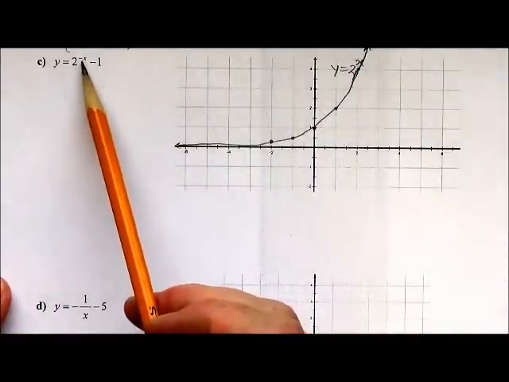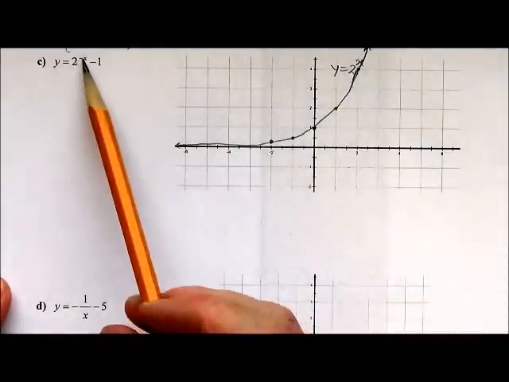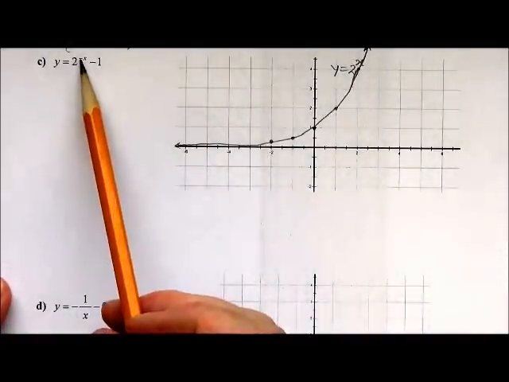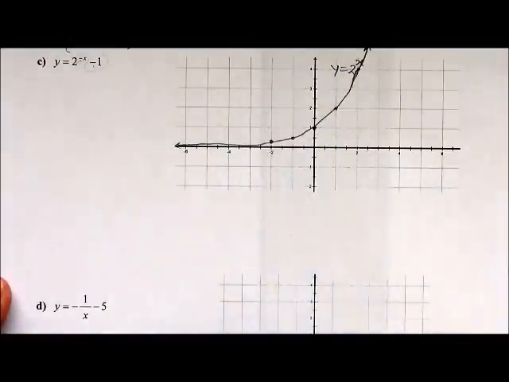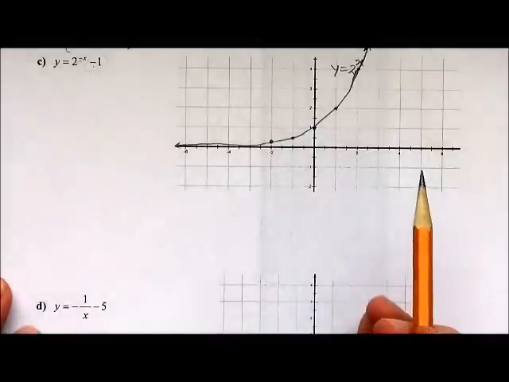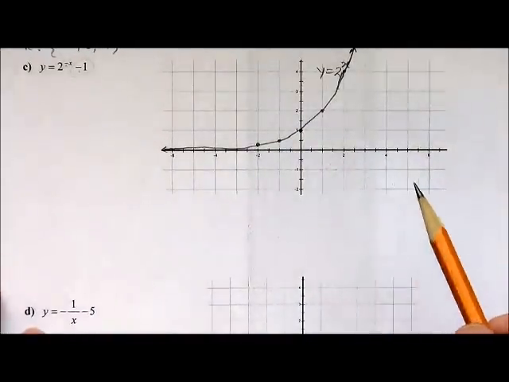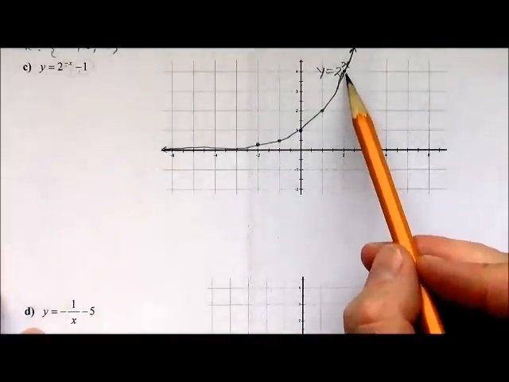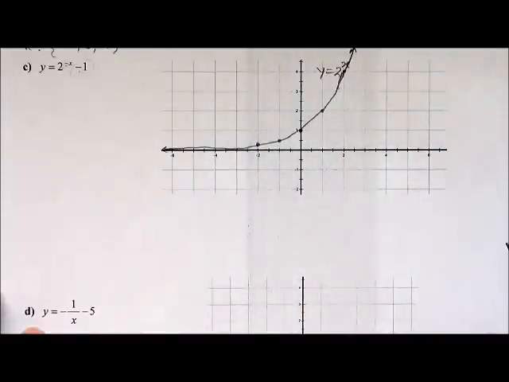Then y equals 2 to the negative x minus 1. Well, this negative, what does that do with the parent function? Okay, that would be a reflection in the y-axis. And this negative 1 here, that would be a vertical translation down 1 unit. So then all these points become negative in the horizontal direction, and they all get moved down 1.